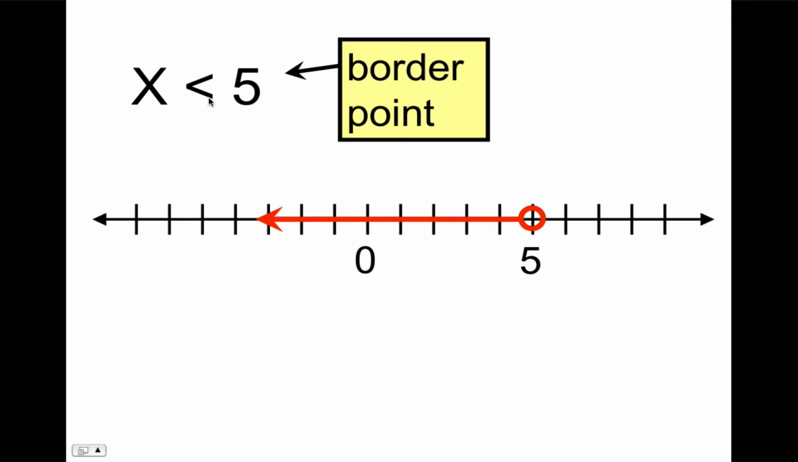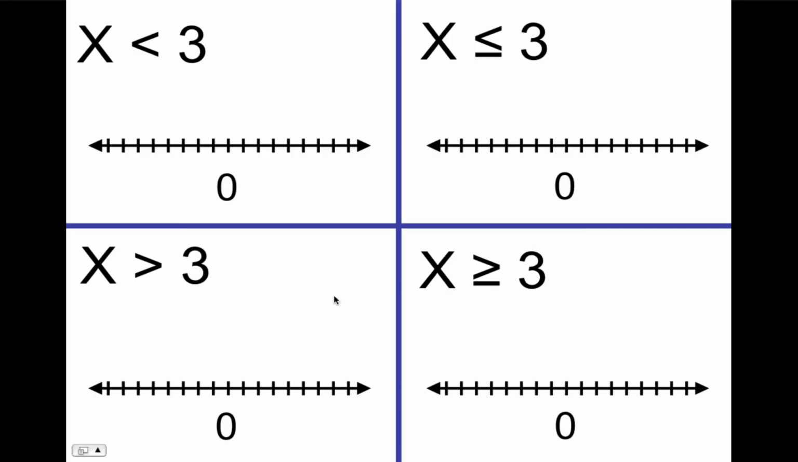But this is my shortcut. I look at the way the arrow is facing, the symbol, the less than sign, and the arrow, and they're the same. So for a border point of 3, there's really 4 possibilities. Aside from the ones that we already graphed, x equals 3 and x does not equal 3, you could have x is less than or equal to 3, x is less than 3, x is greater than 3, or x is greater than or equal to 3.